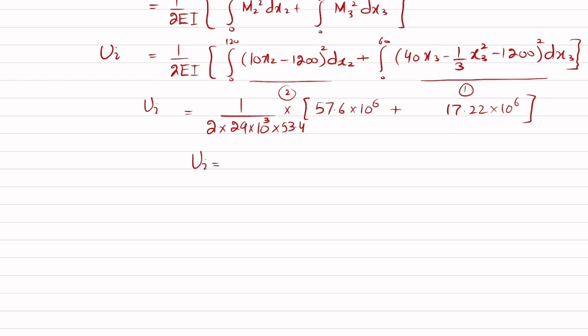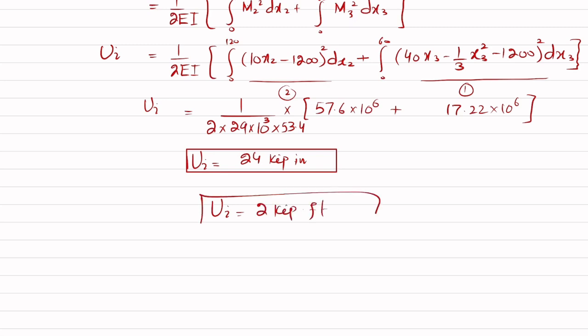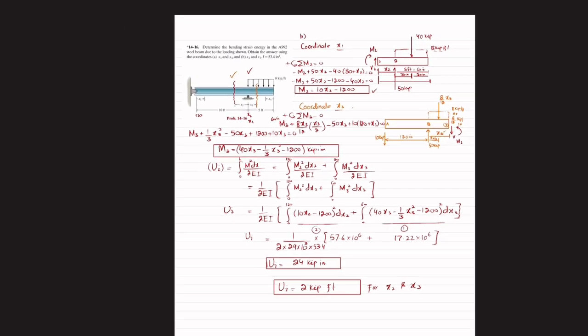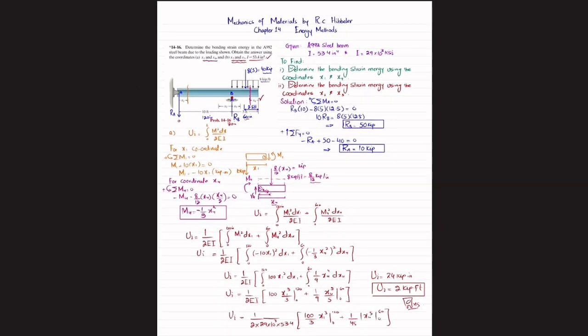So when you calculate it, you will get strain energy due to bending as 24 kips into inch. And if you want to convert it into feet, you have to divide it by 12, so it will give you 2 kips into feet. So this is the strain energy due to bending for coordinates x2 and x3. And that was all about this problem 14-16.